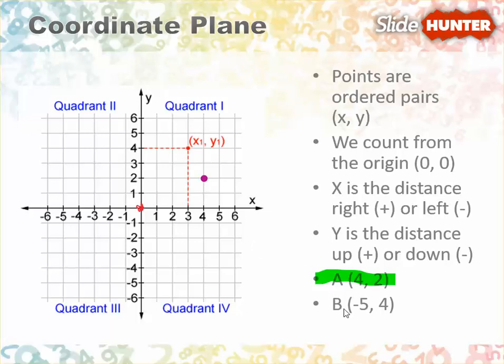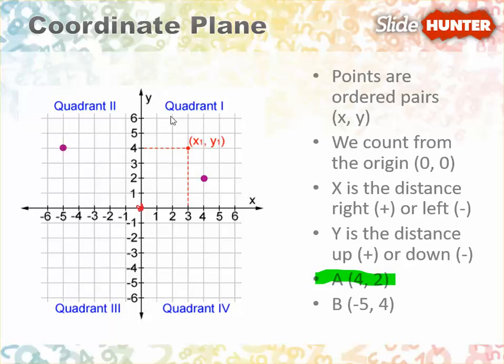Now for B, B is negative 5, 4. Negative means I count to the left. 1, 2, 3, 4, 5, and then 4, so up 4. So my point B is right there.